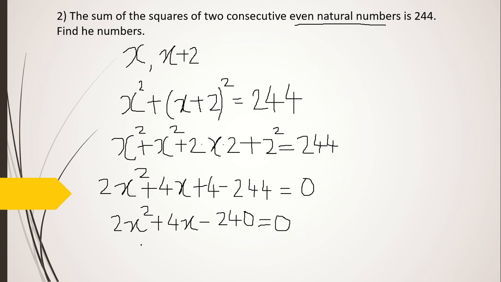Okay. Now this is our quadratic equation, but in order to simplify, now see all are divisible by 2. I will divide throughout by 2 in order to simplify. So that's x square plus x minus 120.